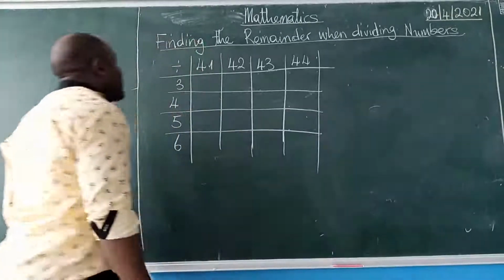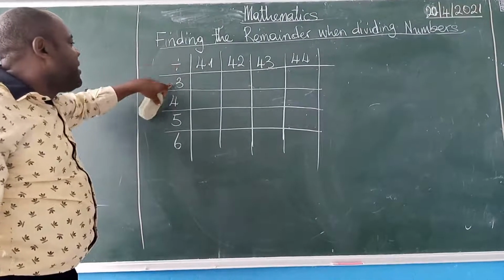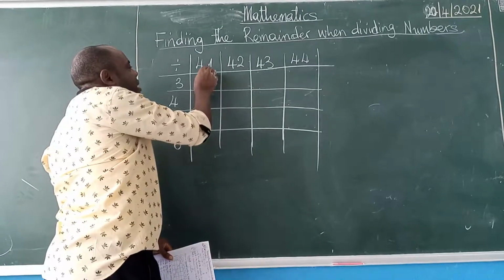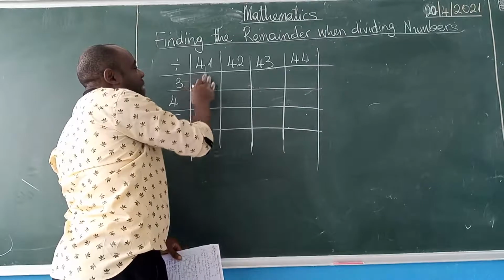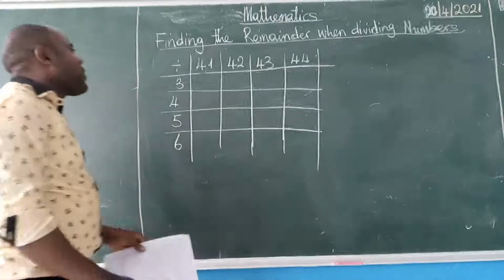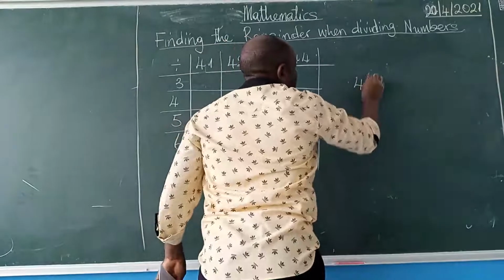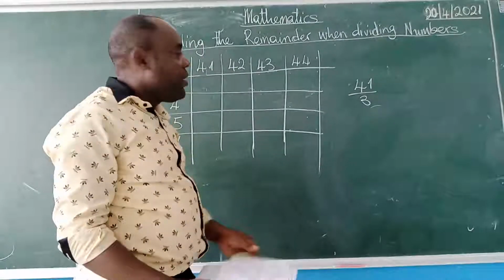So I want to divide the number again. 41 divided by 3, the answer will be here, in this square where they meet. Look at this one and this one. The square where they meet is where the answer will be. So I now take 41 divided by 3. I start again.